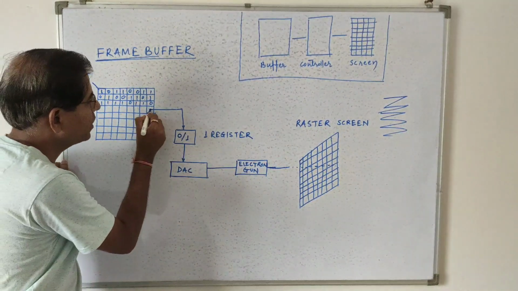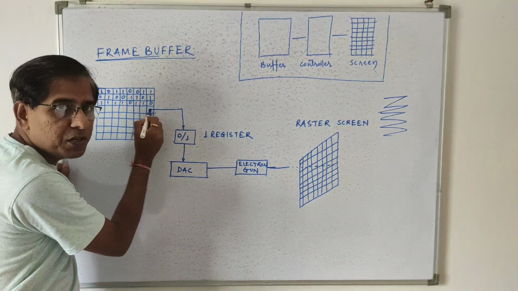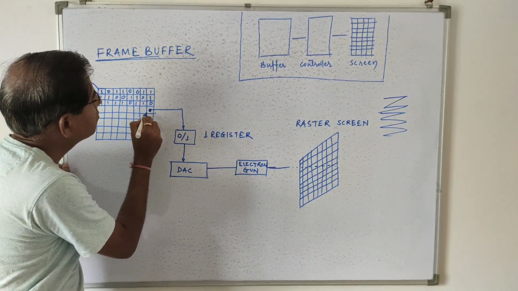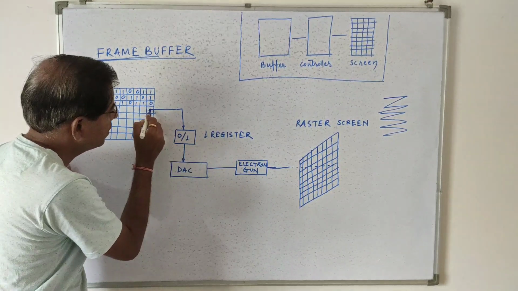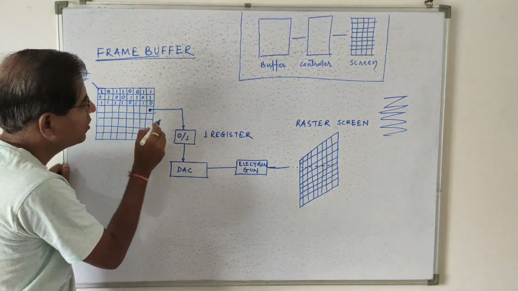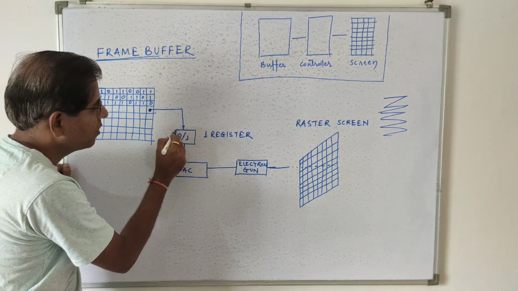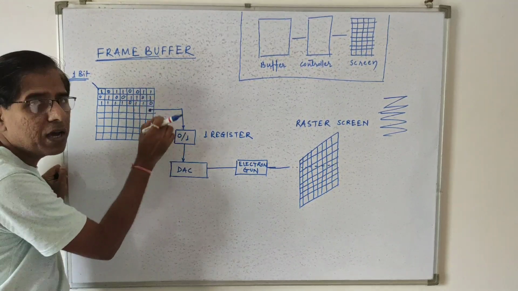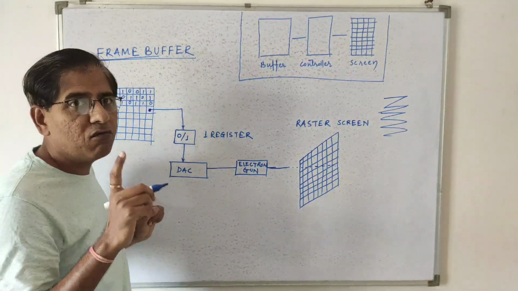Now consider this location. Whatever the information stored in this memory location, it goes to a register. Since there is only one frame buffer, one register is there. Actually the register processes the data bit by bit. So at a time it only stores 1 bit data.